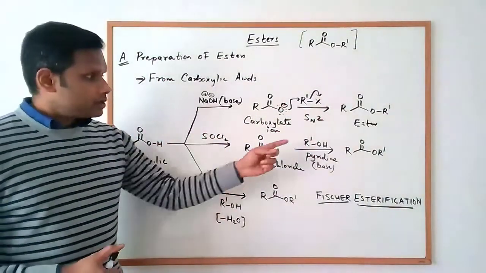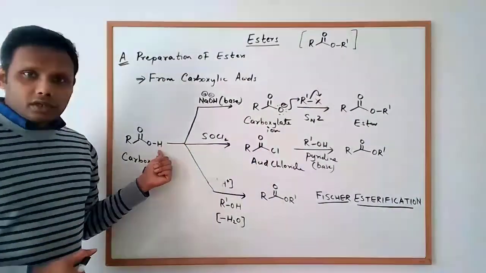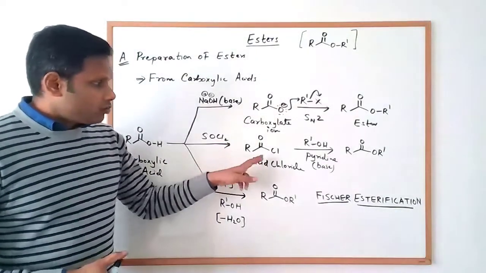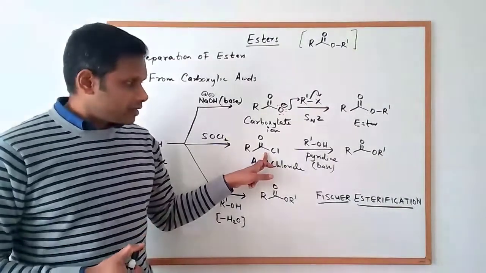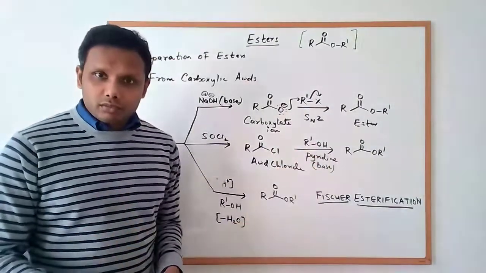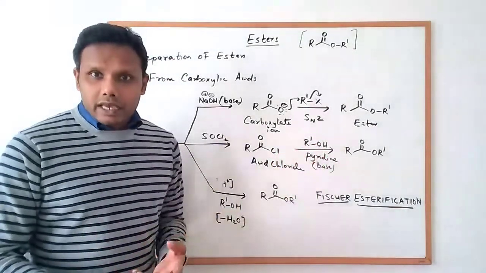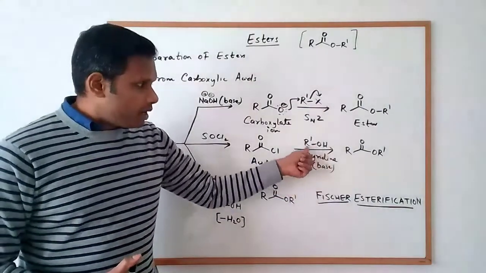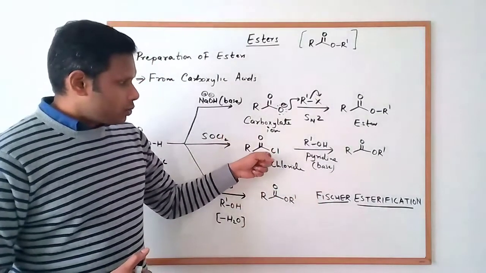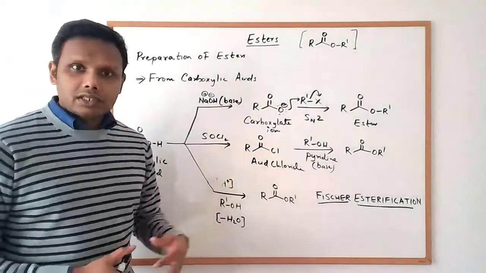A second approach to synthesizing an ester from a carboxylic acid would involve the acid chloride. You can convert a carboxylic acid into an acid chloride by reacting it with thionyl chloride. Once you make the acid chloride, you can then react it with an alcohol in the presence of a base, pyridine being the most common base. Sometimes a base may not be involved, but excess of the alcohol is used, and that would work fine too. But the base would make the overall reaction more efficient. It's going to push the reaction forward. So you could react the acid chloride with an alcohol in the presence of a base to again get your ester.